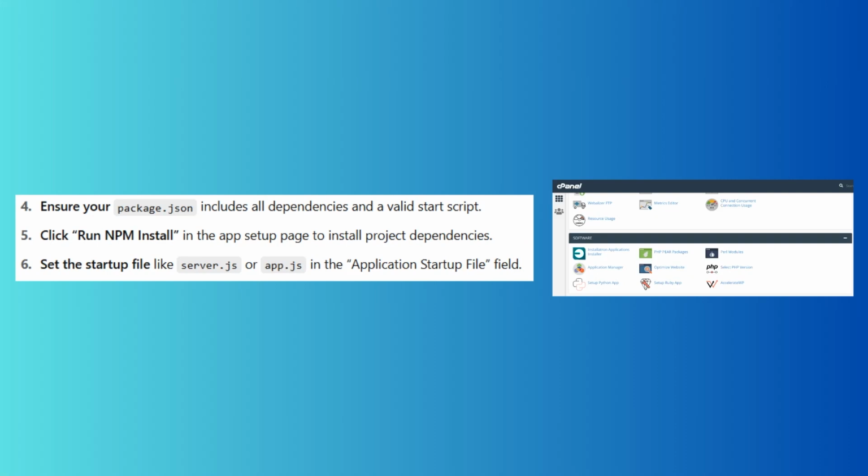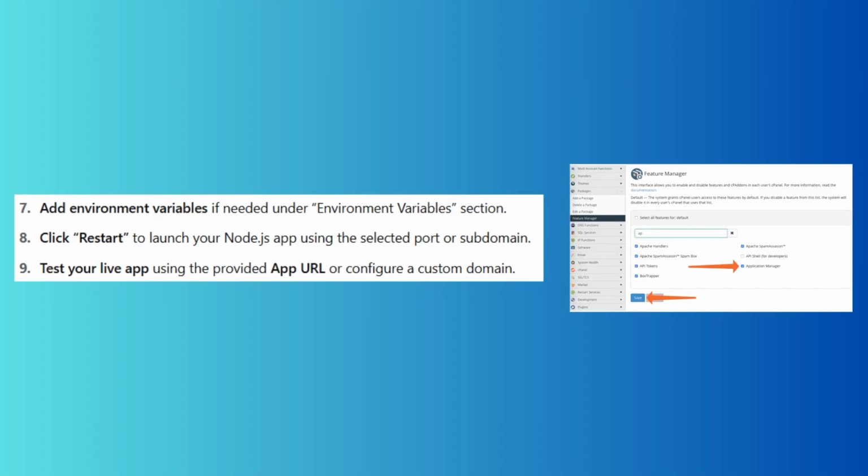Set the startup file, like server.js or app.js, in the application startup file field. Now add environment variables if needed under the environment variables section. Click Restart to launch your Node.js app using the selected port or subdomain.